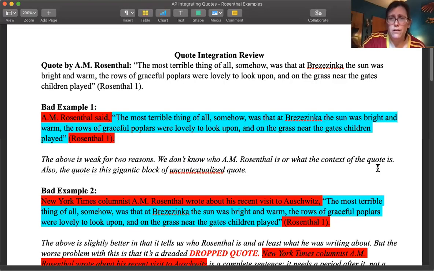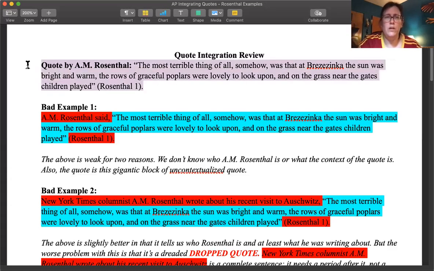This is a document that I created. I'll give you a link to it so you can have the doc as well. We're going to start off with just a quote. I can't remember if we read this piece or not. It was a little essay, I think, by A.M. Rosenthal about his trip to Auschwitz. But I just pulled out this one random quote. "The most terrible thing of all, somehow, was that at Brzezinka, the sun was bright and warm, the rows of graceful poplars were lovely to look upon, and on the grass near the gates, the children played."